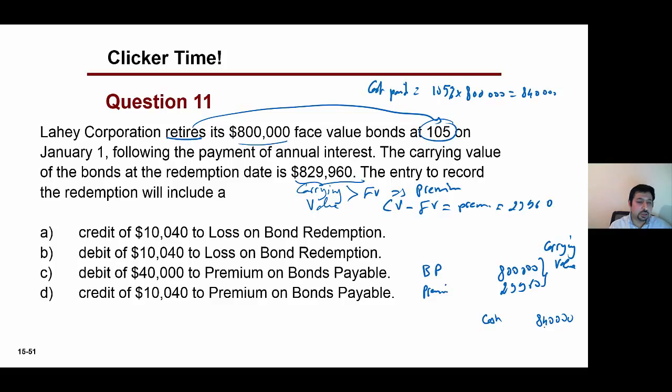In this case, because the company paid more than it values those bonds, the company will debit loss on bonds payable, the difference between the two, which is 10,040. As a result, the correct answer is B. Like I said, whenever you have a question like that, it's much better to write the journal entry and then see which one of these fit your journal entry.